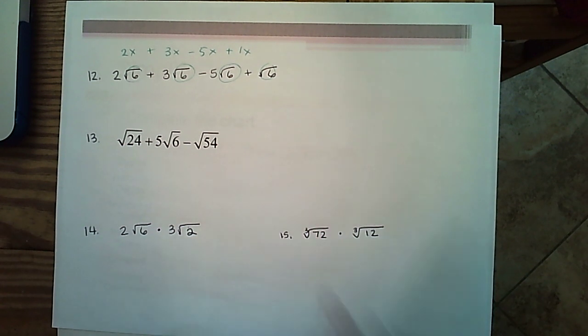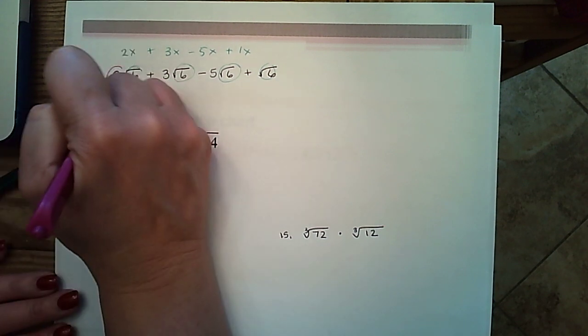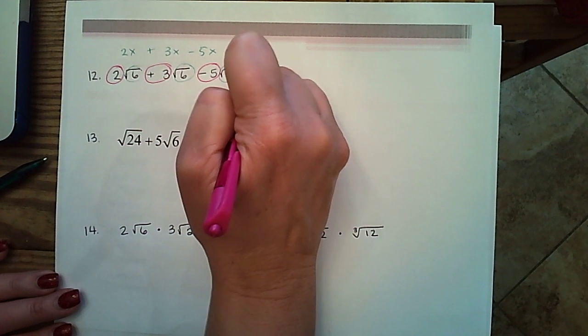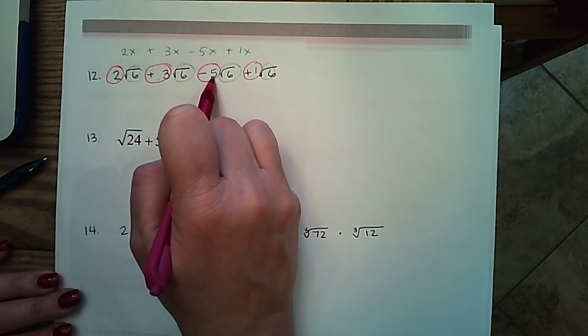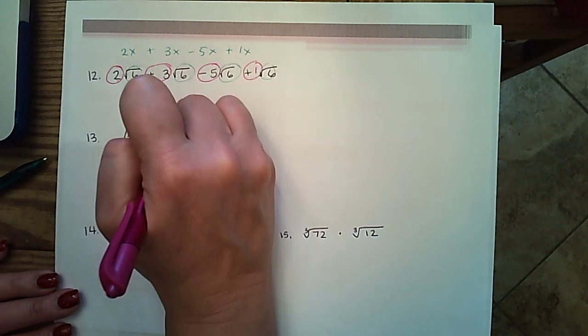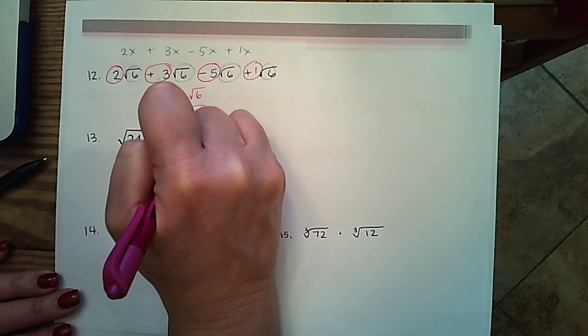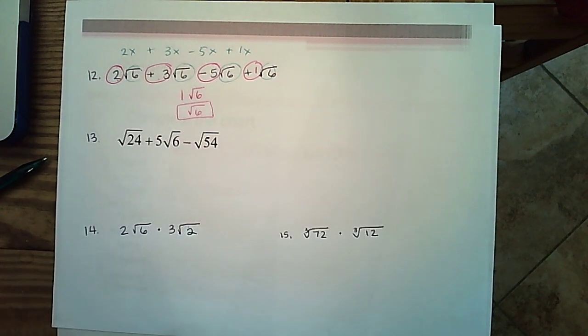So I want to know how many square roots of 6 I've got. To find out, I add the coefficients. So 2 plus 3 is 5, minus 5 is 0, plus 1 is 1 square root of 6, but you know we don't keep the 1, so we just write it as the square root of 6. Same thing up here, it would just be plain old x. Same idea, they're like terms, they just mush together.